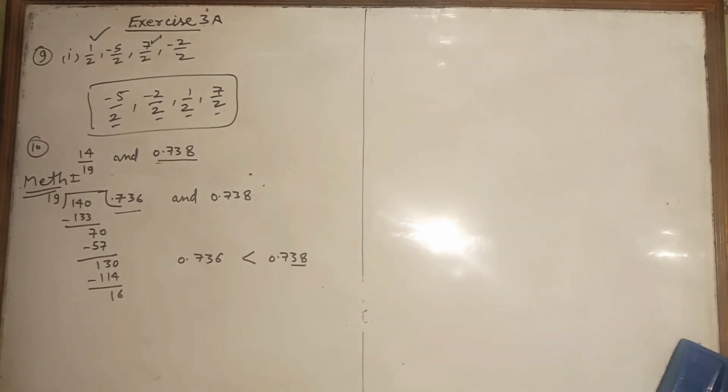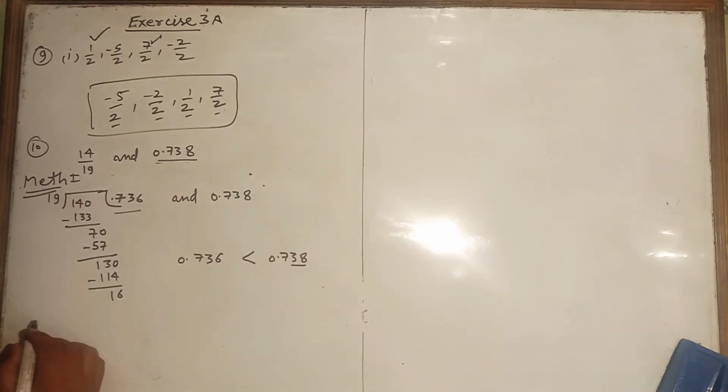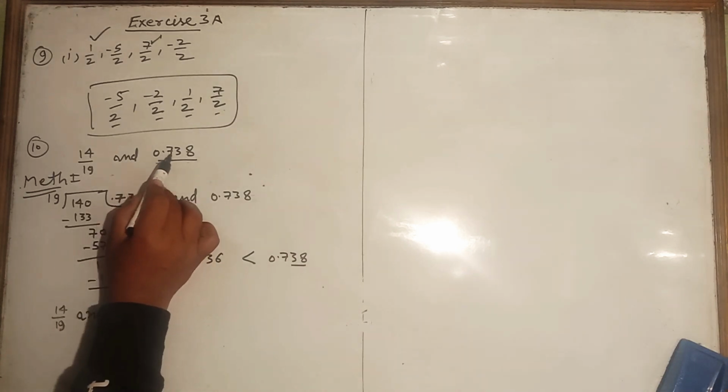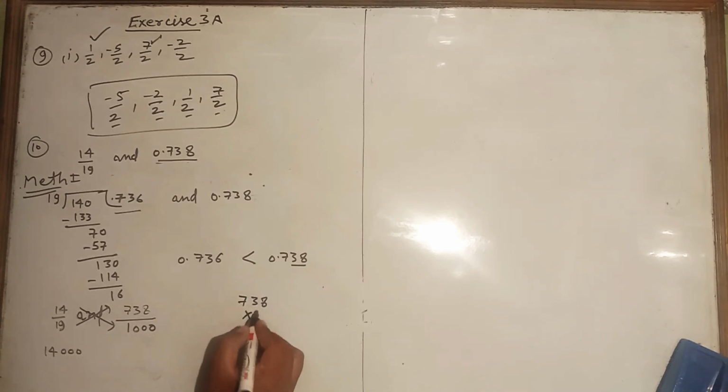And the second way of doing this is, see, we can make this decimal a fraction. I am writing here 14 upon 19, and 0.738. Now upon 1, how many digits are after the decimal? 1, 2, 3. So 3 zeros we can add here. Now what can we do? Cross multiply. So multiply this one here, this one here. So it will become 14 times 1, with 3 zeros. Then here we will multiply 738 into 19.